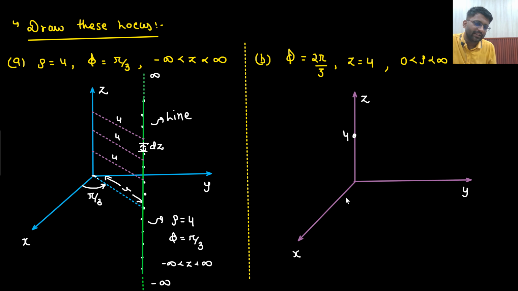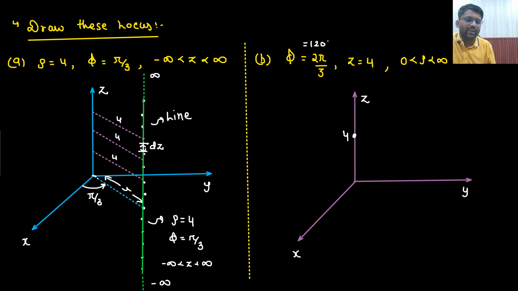Phi equals pi by 3, 2 pi by 3. 2 pi by 3 means it is greater than pi by 2. This angle is pi by 2 only. What is the meaning of 2 pi by 3? 2 pi by 3 means 120 degrees. This much angle is already 90 degrees, so 90 degrees plus 30 degrees.